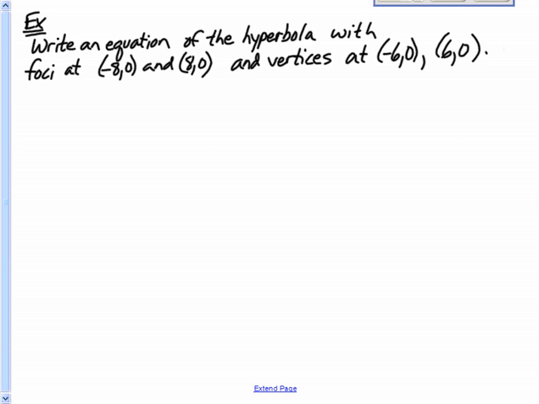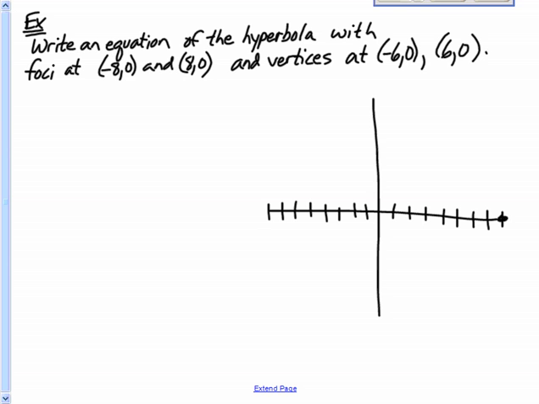Let's look here. Write an equation of the hyperbola with foci at negative a, 0 and a, 0. So let's draw that part of it. Here's our a, 0. Here's our negative a, 0. And you've got these vertices at 6, 0 and negative 6, 0. And we know that this thing's just going to wrap around those foci, right? Oops, kind of missed that vertex, but anyways. So here's our A, right? Here's our C, if you will.